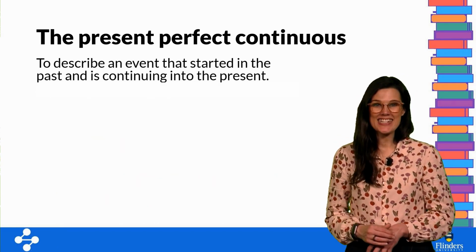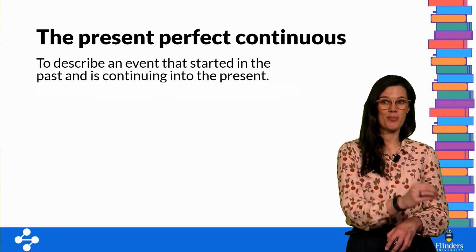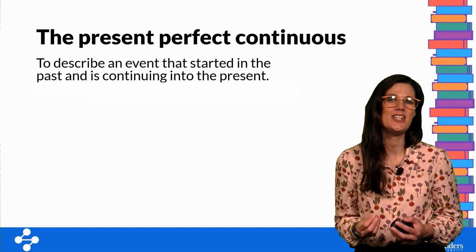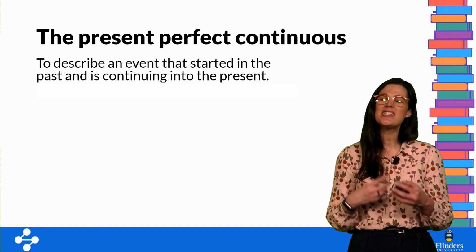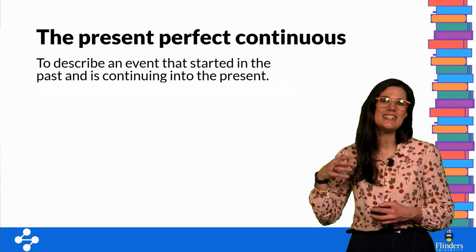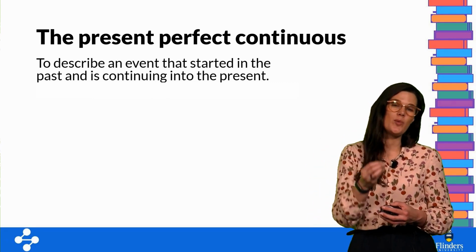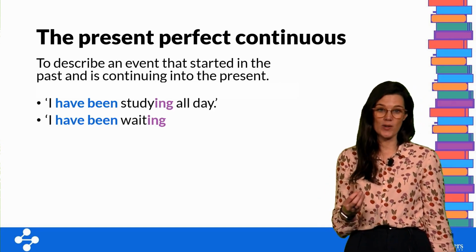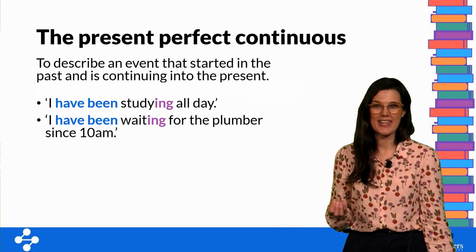So the present perfect continuous describes an event that started in the past and is continuing into the present. So the perfect continuous doesn't necessarily tell us a finished, complete action in the same way that the past does. But that action is complete in the sense that it has a definite beginning point and continues up until the point when we are speaking. So, I have been studying all day. I started this morning, I'm still studying now that I'm speaking to you.